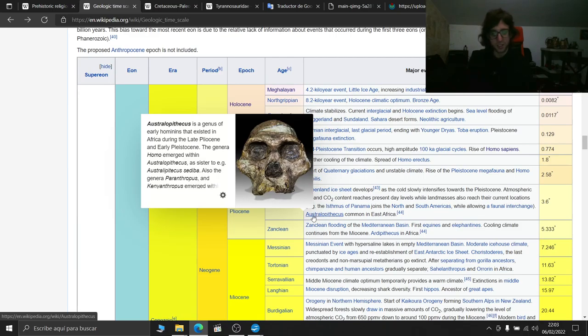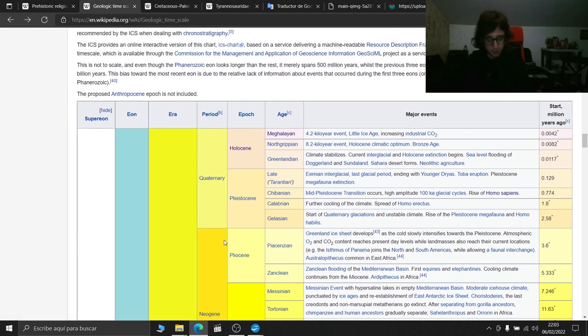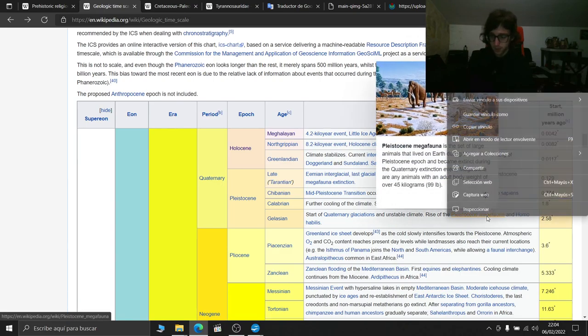Australopithecus, the first human. Australopithecus is a genus of early hominins that existed in Africa during the late Pliocene and early Pleistocene. The genus Homo emerged within Australopithecus as sister to Australopithecus, well, whatever. And then Quaternary is divided into Pleistocene and Holocene. In the Pleistocene, the Quaternary glaciation starts with an unstable climate, the rise of Pleistocene megafauna and Homo habilis.